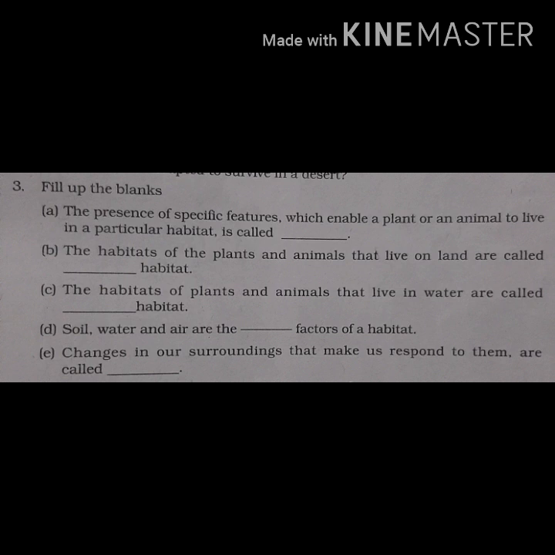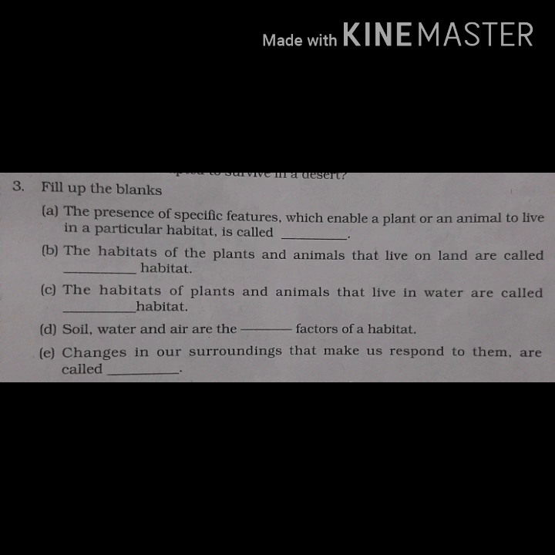Now I'll tell you the answers for the fill in the blanks, which is on page number 93. A. The presence of specific features which enable a plant or an animal to live in a particular habitat is called adaptation. B. The habitats of the plants and animals that live on land are called terrestrial habitat. C. The habitats of plants and animals that live in water are called aquatic habitat. D. Soil, water and air are the abiotic factors of a habitat. E. Changes in our surroundings that make us respond to them are called stimuli or stimulus.